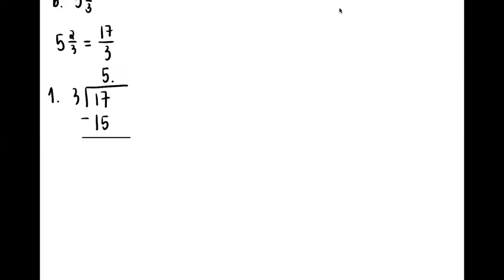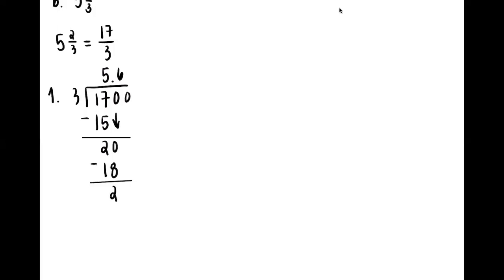And 17 minus 15 gives us a difference of 2. 3 does not go into 2, so we're going to pull down a 0 to help us out. And again, we want to make sure to get 3 digits for rounding purposes. So 3 goes into 20 6 times. 3 times 6 is 18. We get a product of 18. 20 minus 18 gives a difference of 2.